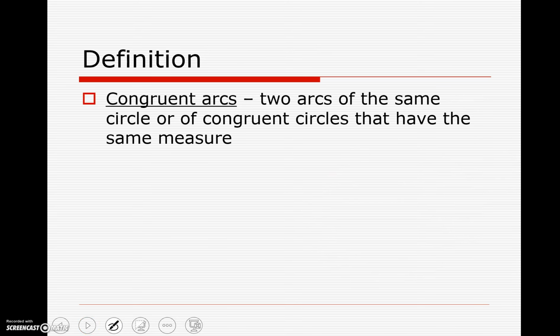Our next definition here, what congruent arcs are. These are 2 arcs of the same circle, or congruent circles that have the same measure. In order for the circles to be congruent, they have to have the same radius.